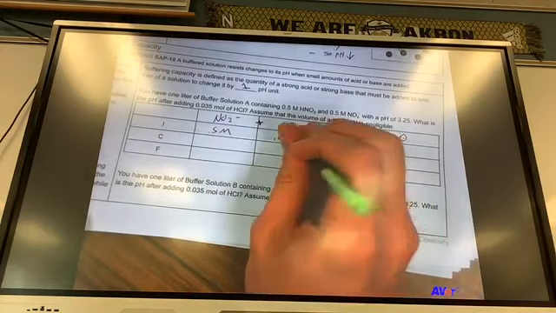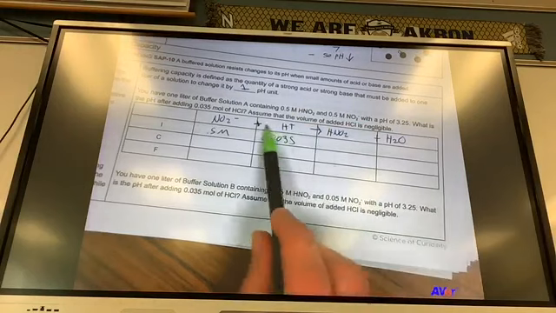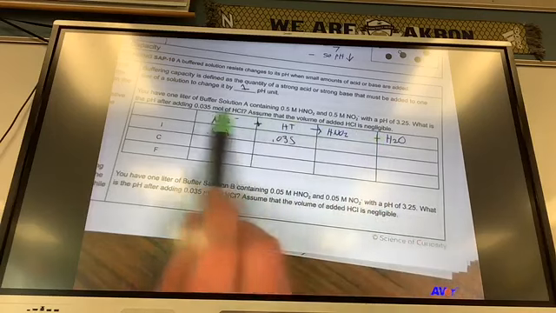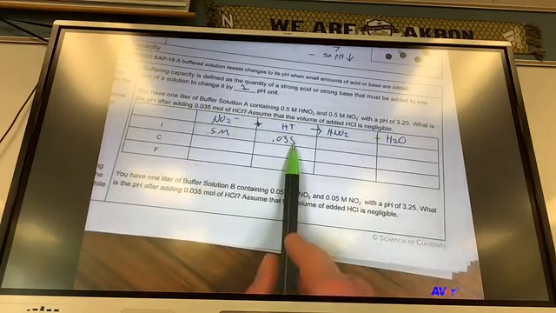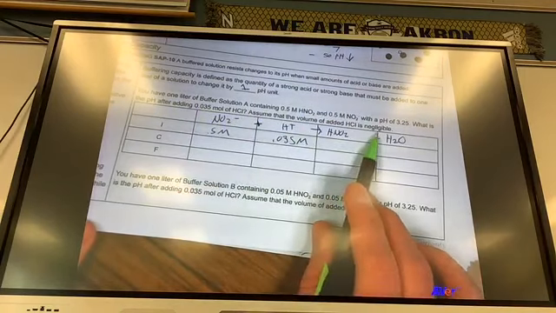0.035. Molar though, that's just moles. But it says assume the volume is negligible. Is this 1 liter? Oh, 1 liter, in the beginning. You have 1 liter, yeah. So it is molar. It also says the volume is negligible, so we'll just say it's molar.